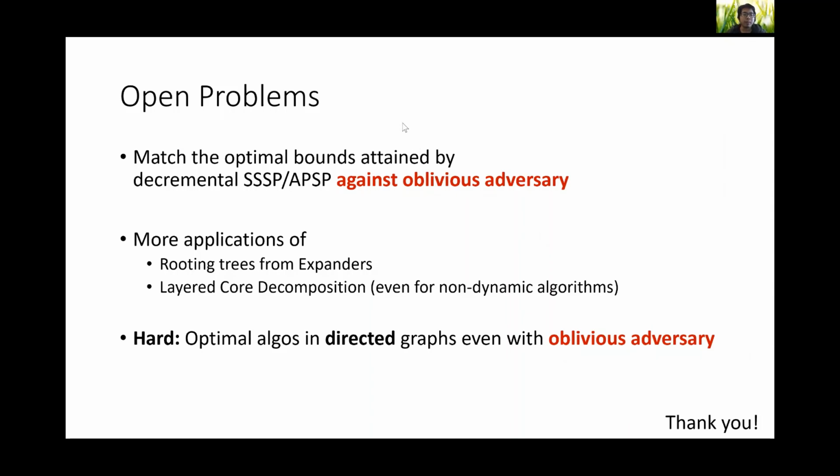So for open problems, obviously this work doesn't give an optimal bound yet. For decremental SSSP and APSP, can you match the optimal bound attained by the algorithm against an oblivious adversary? That's a very nice goal. Moreover, there should be more applications for this idea of routing trees from expanders, and also the nice structure of layer core decomposition. I think this should be useful outside dynamic graph algorithms too.